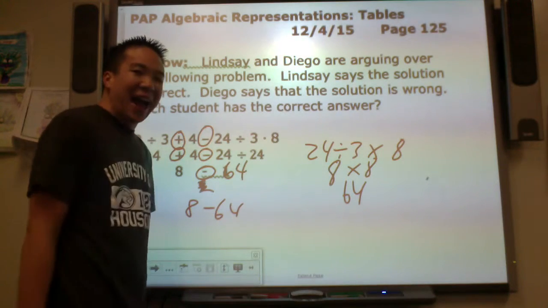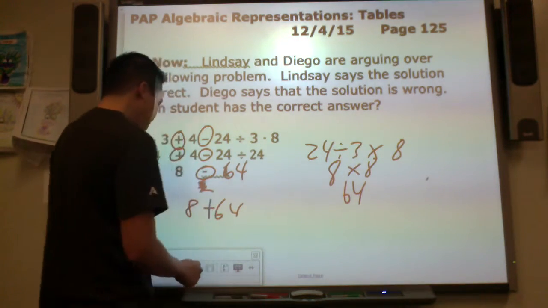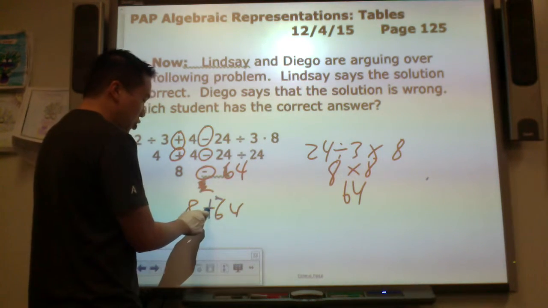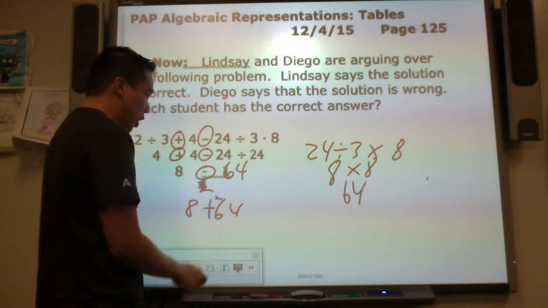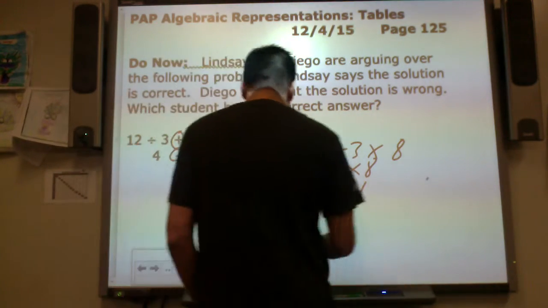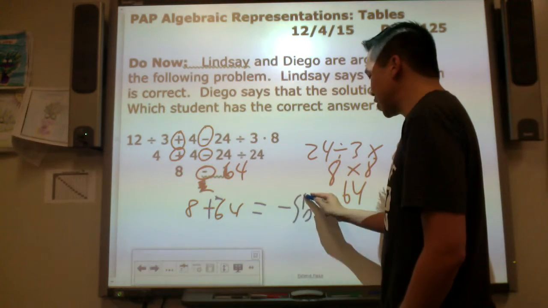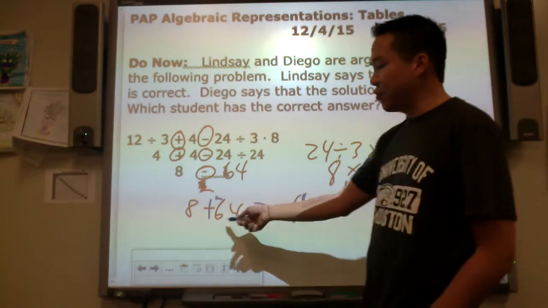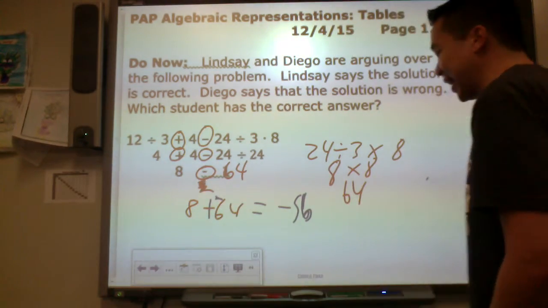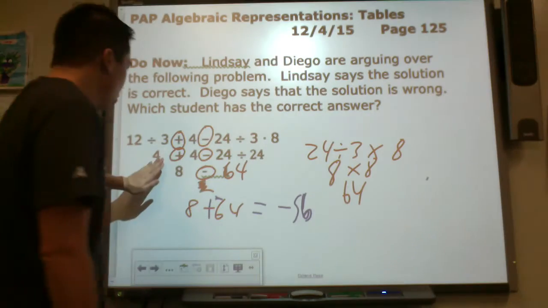Some people add the opposite. Keep, flip, change it, or keep, change, flip, add the opposite. So I turn the subtractive to adding, and I do the opposite. So do I have more positives or more negatives? I have more negatives. How many more negatives do I have? I have 56 more negatives. I guess I subtract 64 minus 8, which is 56, and I have more subtractive. So it's negative 56.